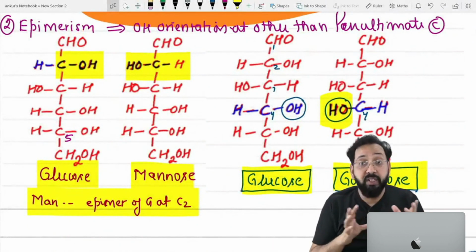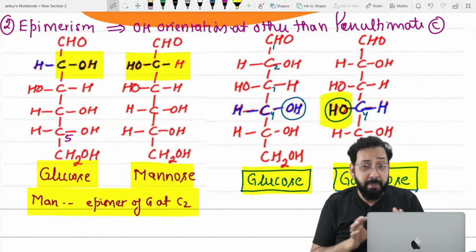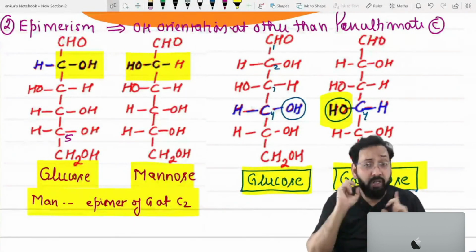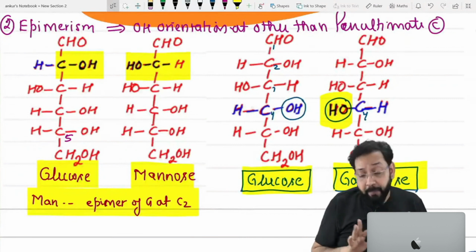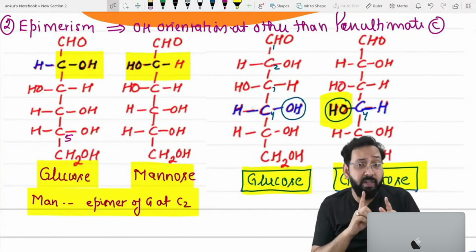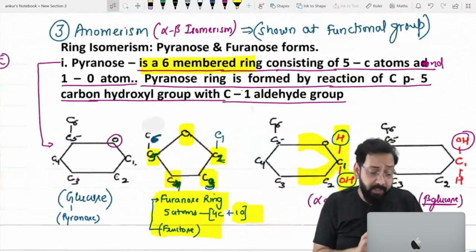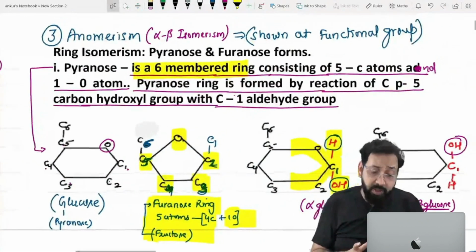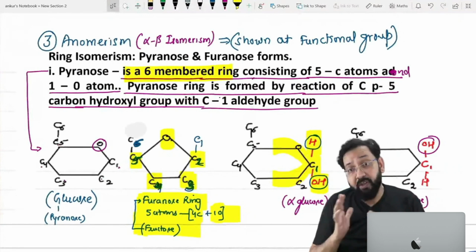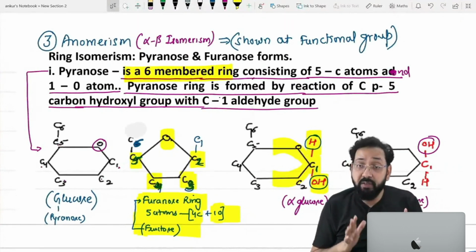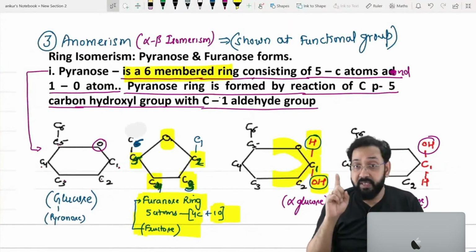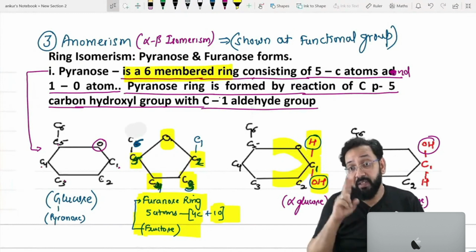We usually say that galactose and mannose are diastereoisomers. Okay, epimerism, you will remember only one carbon. We will say that epimerism is only at one carbon. Anomerism, alpha beta isomerism. Anomerism is shown at the functional group. Glucose will show anomerism at C1, fructose will show anomerism at C2.